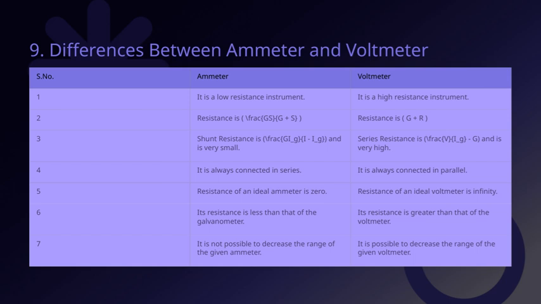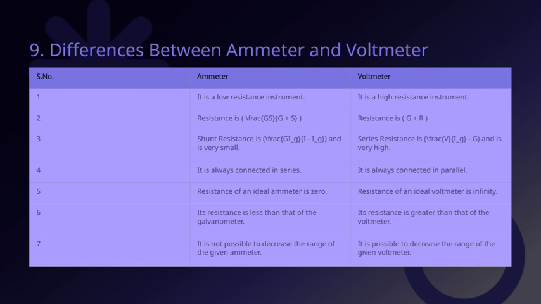Let's consider their resistances further. The shunt resistance in an ammeter is calculated as G·IG divided by I minus IG, and this value is very small. This small resistance allows the ammeter to measure current accurately without significantly altering the circuit. Conversely, the series resistance in a voltmeter is V divided by IG minus G, which is very high, ensuring that it doesn't draw much current from the circuit.